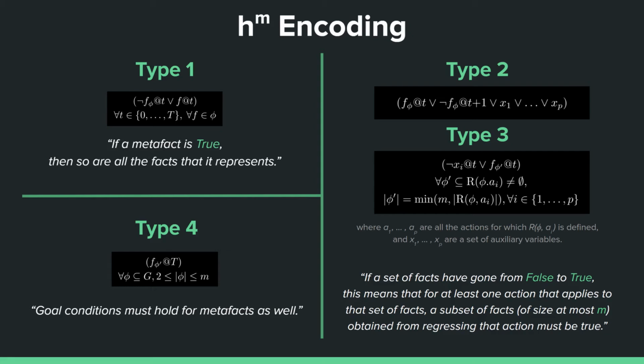Finally, with type 4, we end with the metafact equivalent of the goal state conditions. And all of these together create our heuristic encoding for HM. Now, while this encoding has been described and proven correct by this paper, it hasn't to our knowledge been implemented before, so this was our first novel task.